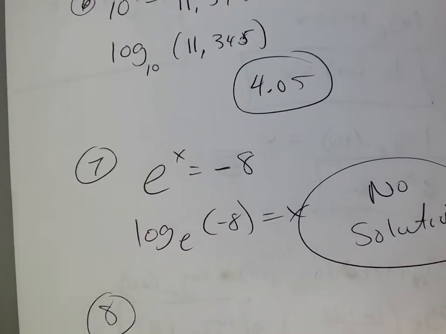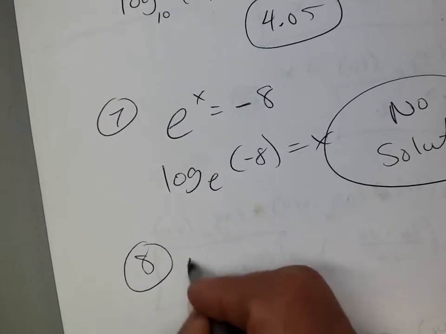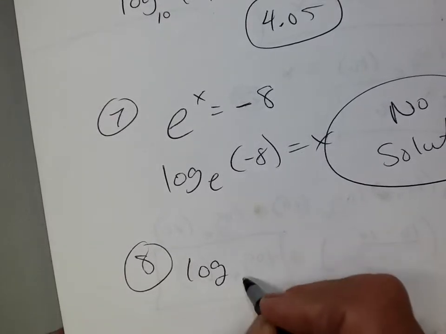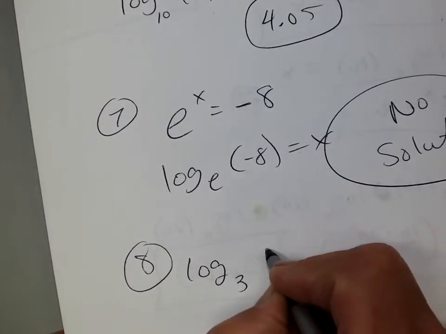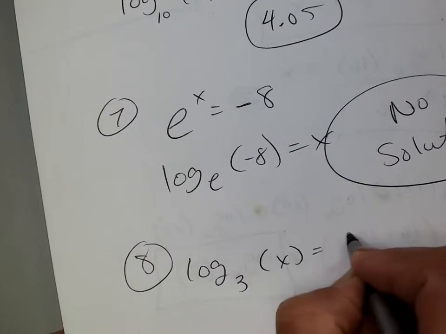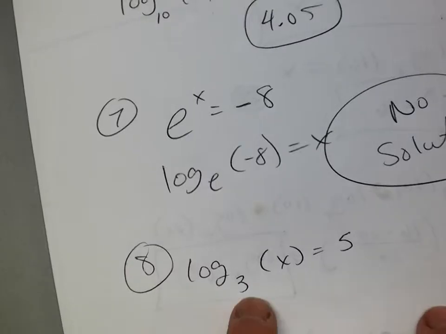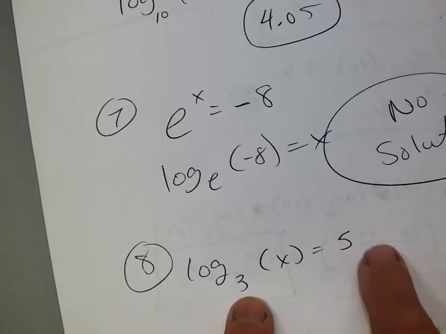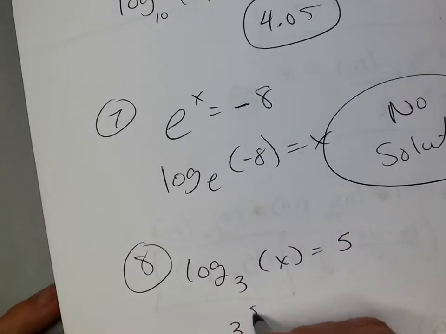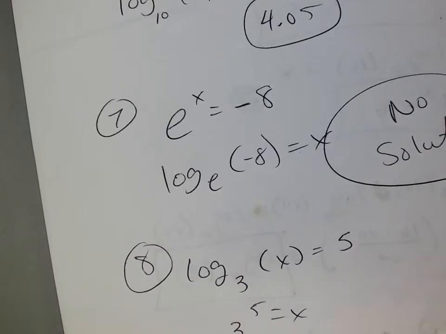How about 8? Does this seem easy so far? Got log base 3 of x equals 5. Okay, so let's change it to exponential form. Let's go 3 to the 5. So we're just going to go straight to 3 to the 5 equals x. What is 3 to the 5th? I don't know. Calculator's made for that, right? 3 to the 5th power. How about 243?